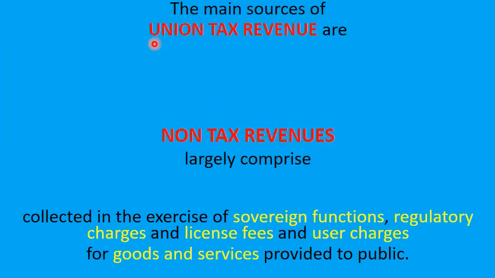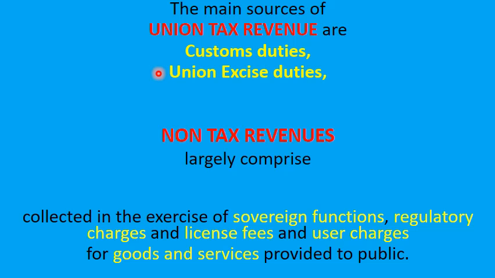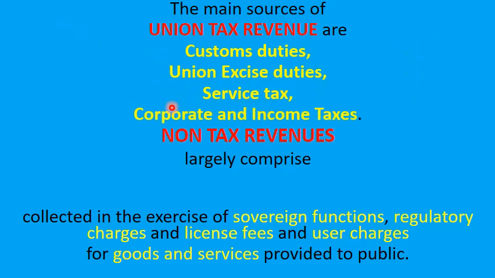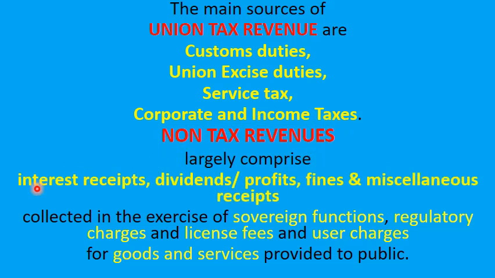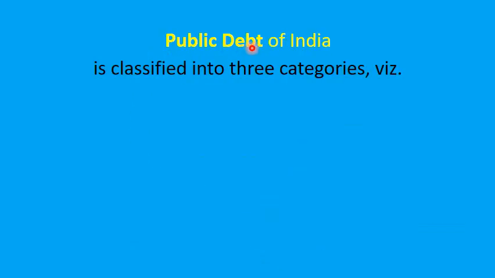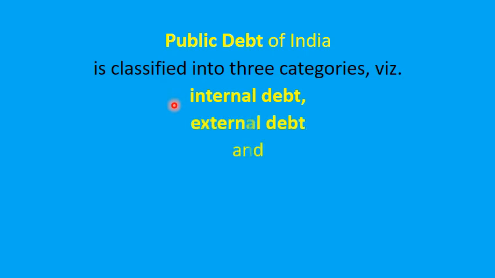The main sources of union tax revenue are customs duties, union excise duties, service tax, corporate and income taxes. Non-tax revenues largely comprise interest receipts, dividends, profits, fines, and miscellaneous receipts collected in the exercise of sovereign functions, regulatory charges, and license fees and user charges for goods and services provided to the public. Public debt of India is classified into three categories, which are internal debt, external debt, and other liabilities.